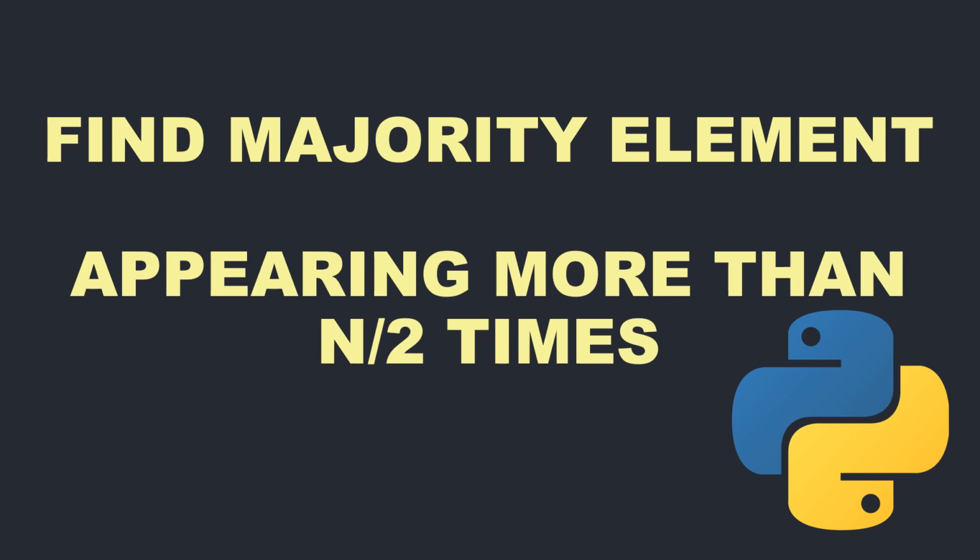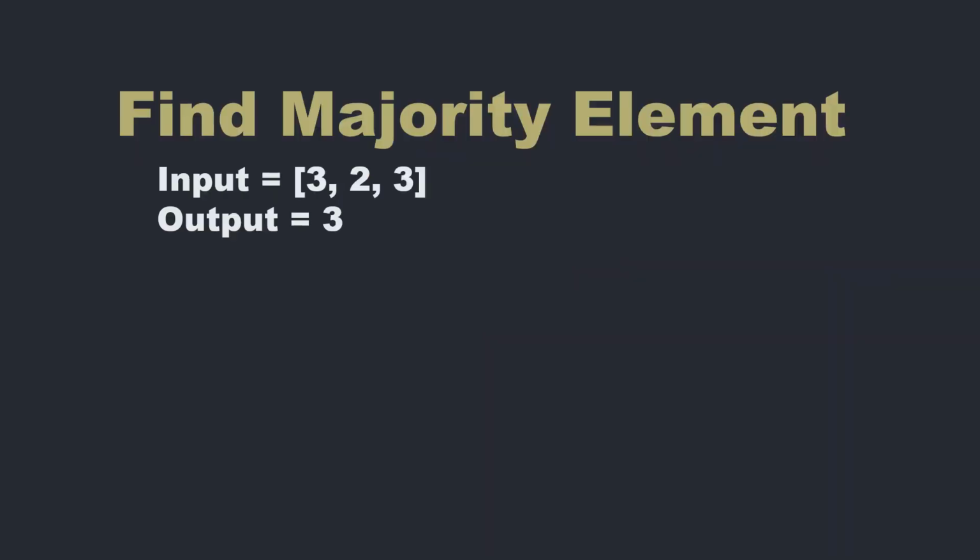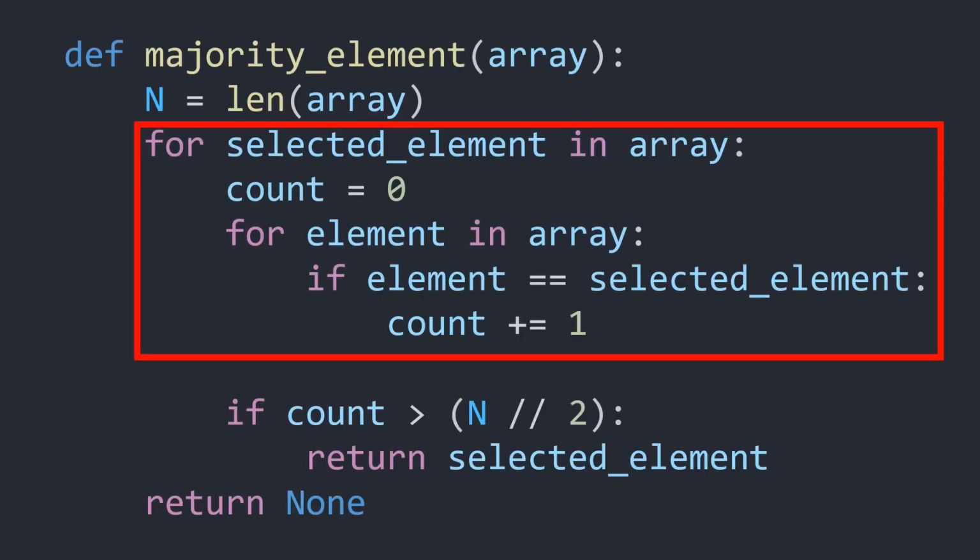Find the majority element, that is the element that occurs more than n by 2 times in an array of size n. For example, if our input array is 3 2 3, the output will be 3. The straightforward brute force solution will be to use a nested for loop.